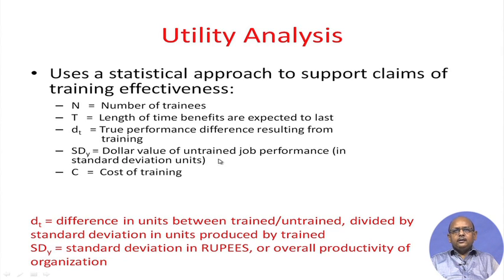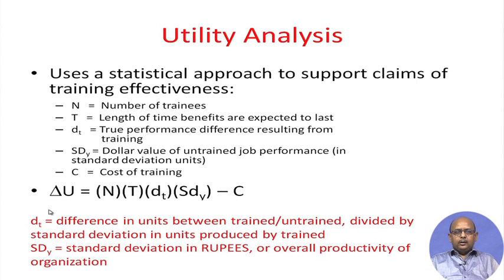And SDy is basically the dollar value, or the money value, of untrained job performance. Especially here you are calculating in terms of standard deviation, how much deviation is there in the performance of the untrained people, and C is the cost of that training. And when you calculate the cost of training, that is basically direct, indirect, development and overhead costs, right. So, if you do this analysis, you will be able to find out the utility of the program, right.